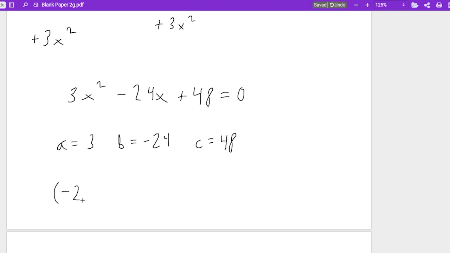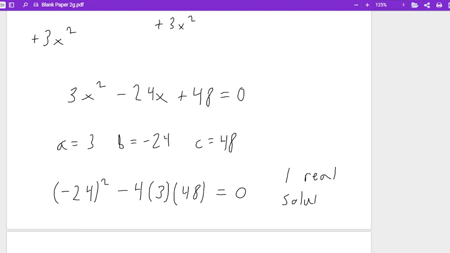But be careful, because negative 24 squared will be a positive number, because two negatives multiplied together, of course, make a positive. So it's going to be this number squared minus 4 times 3 times 48. And let's plug this in a calculator and see what we get. And would you look at that? We get exactly 0, which means there's one real solution. And that's pretty much all we need to know for the discriminant. So now, enough of the discriminant. Let's actually use the quadratic formula to solve the next couple problems.